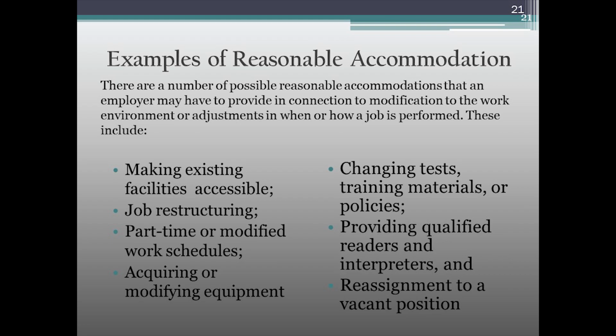And then ultimately, if the individual is unable to be accommodated in the position they're currently in, then reassignment to another position is a reasonable accommodation that needs to be considered, and it's often called the accommodation of last resort. At that point, you would look at your policies for reassigning an individual to a vacant position.